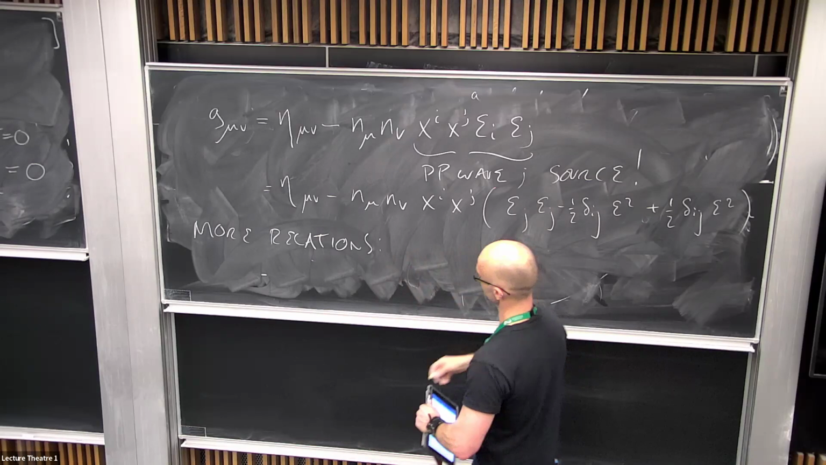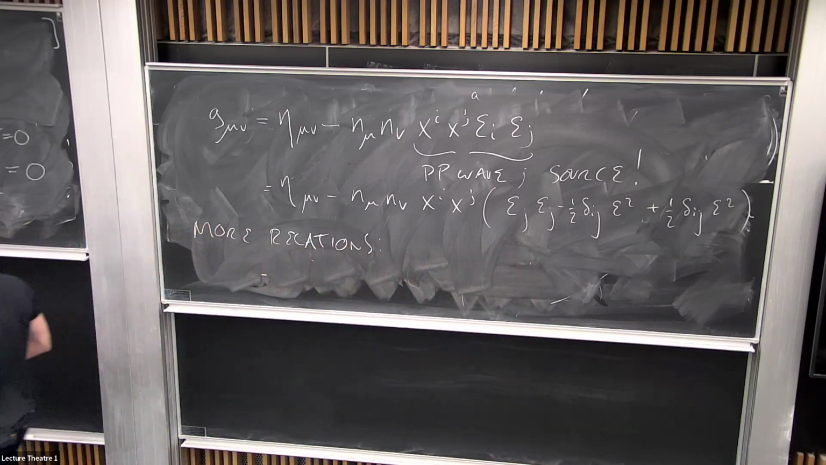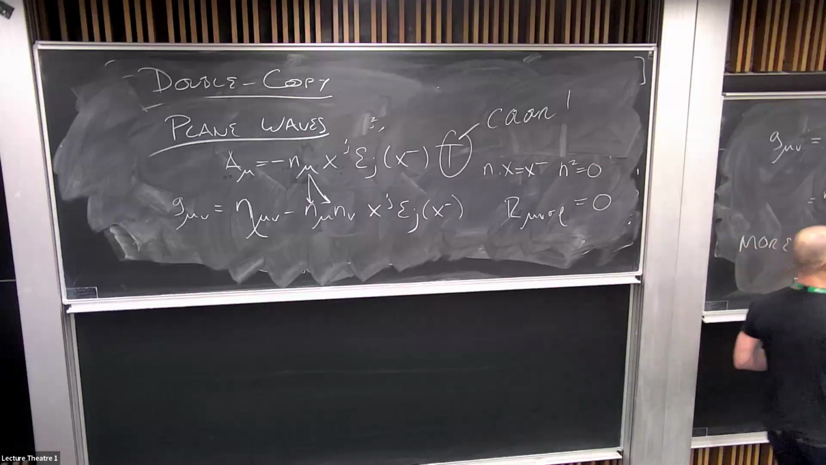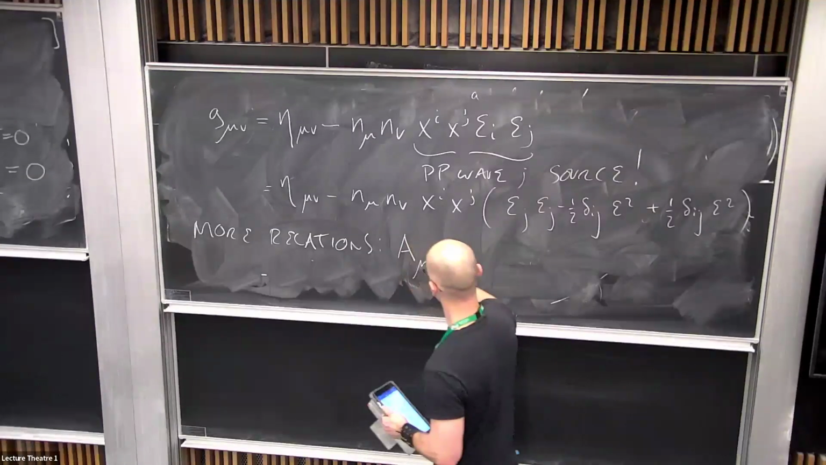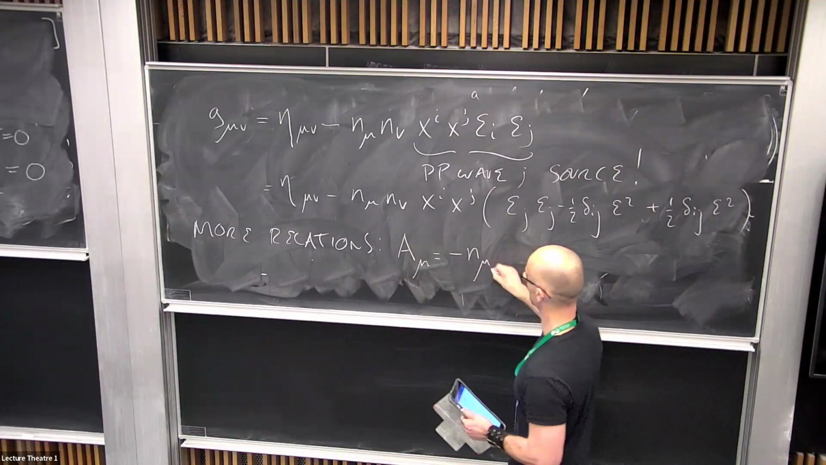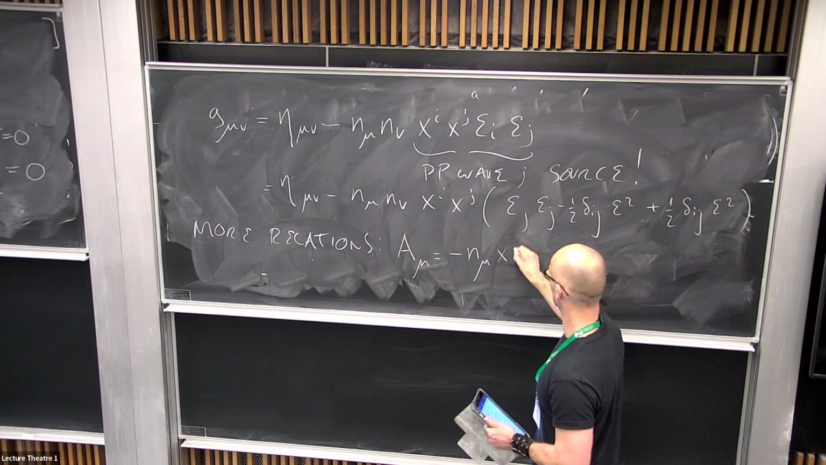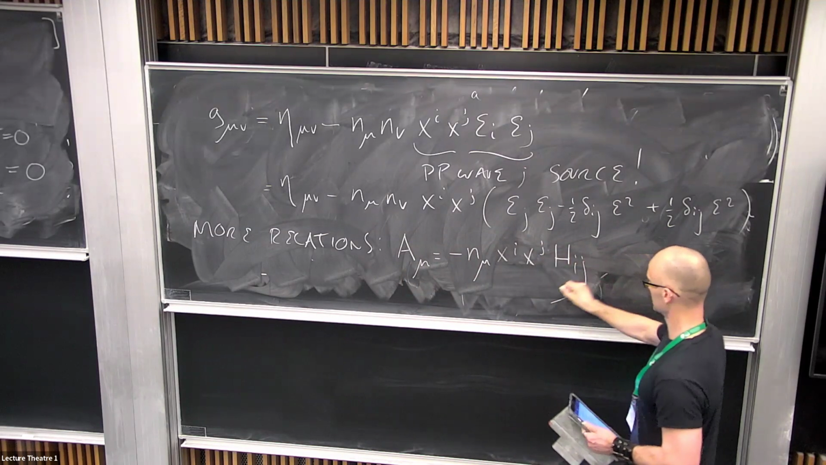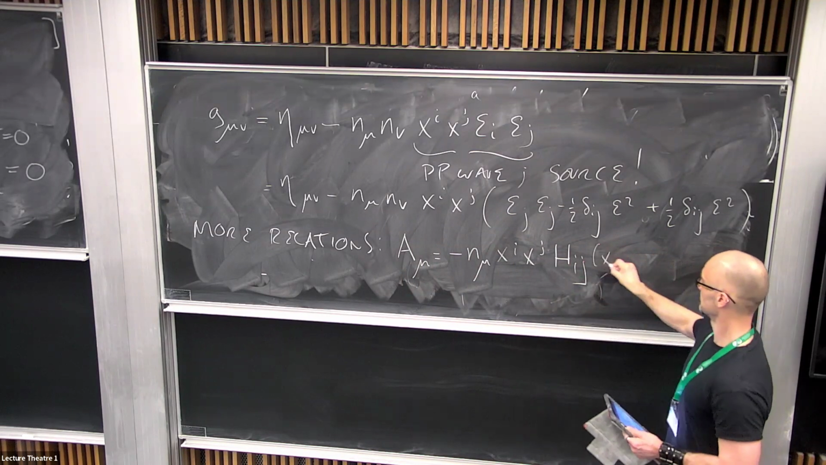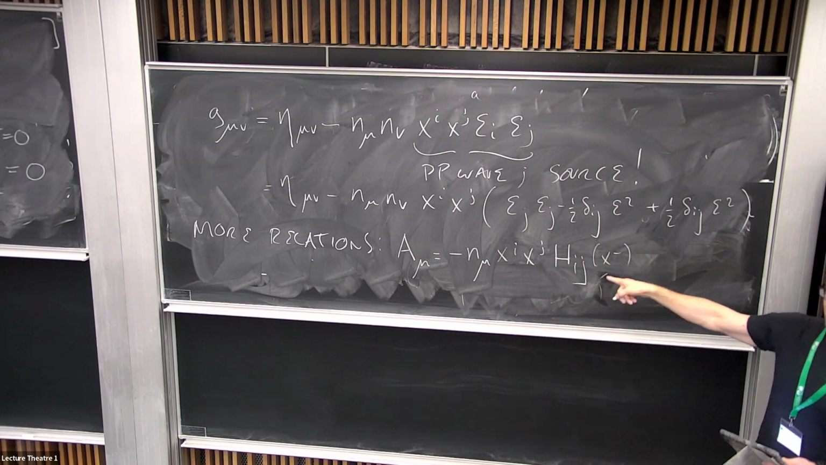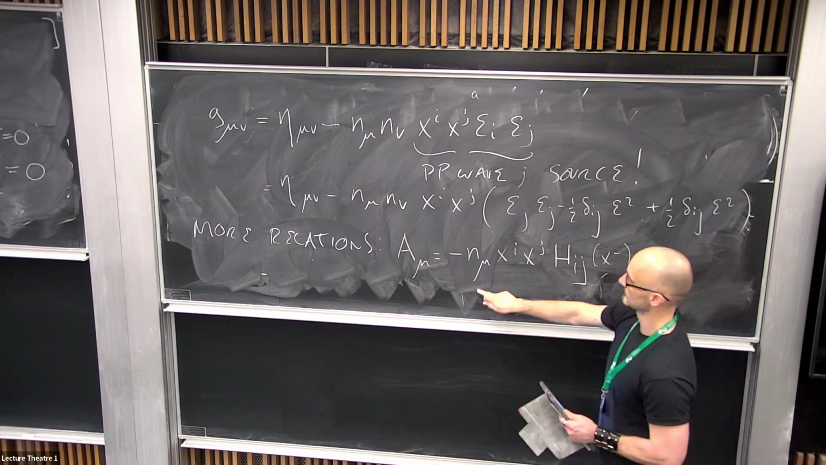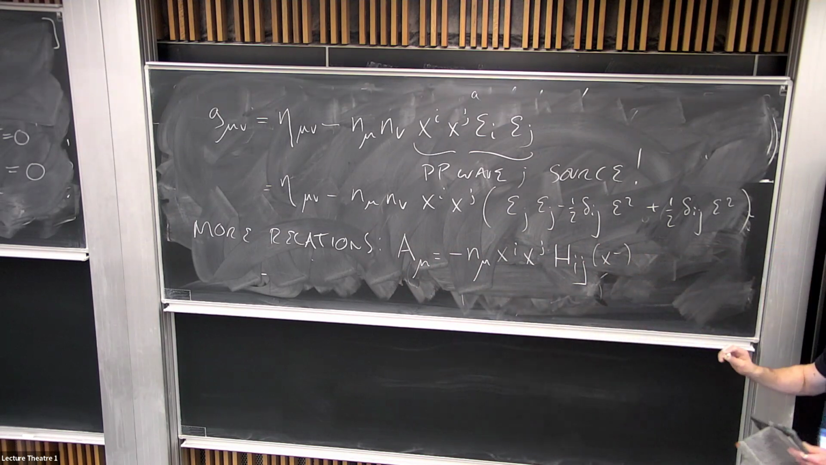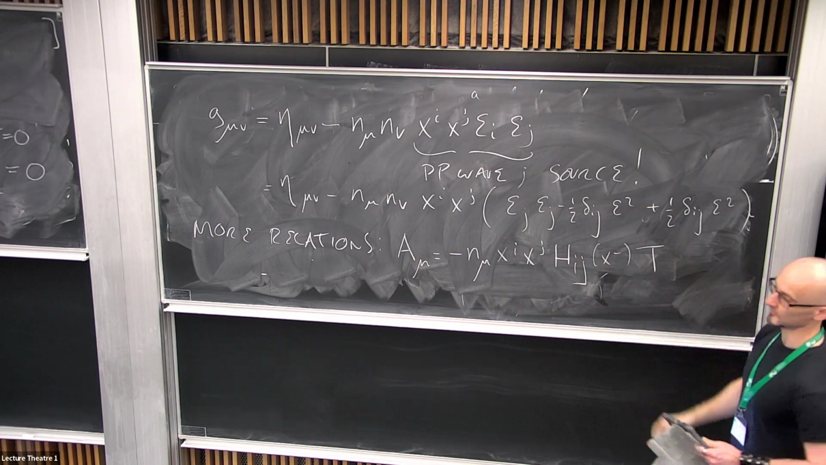Relations. So I take this guy instead: x_i x_j h_ij, where h is symmetric and traceless. This is a vacuum solution, gauge theory, and there's some t floating around.